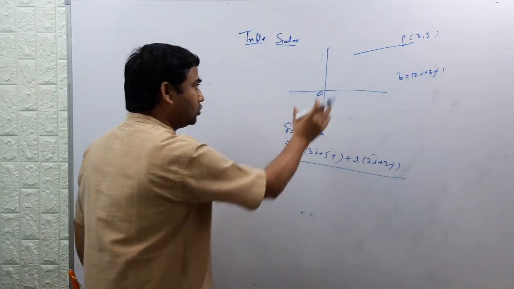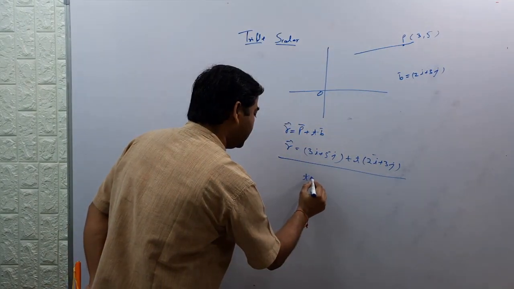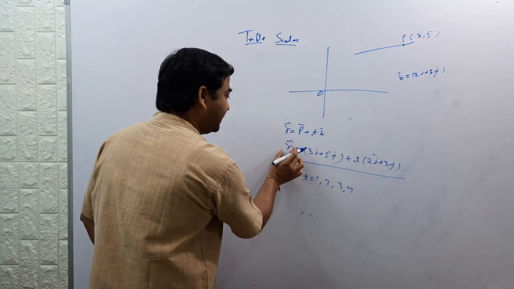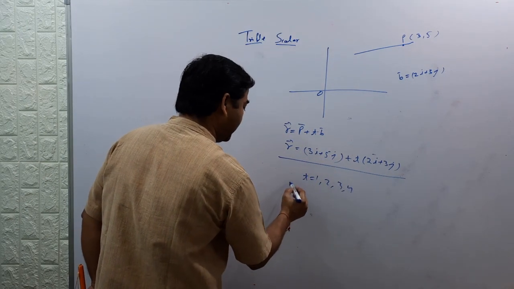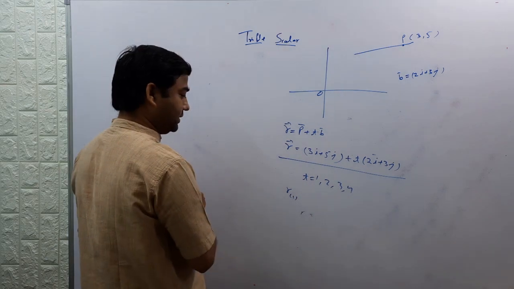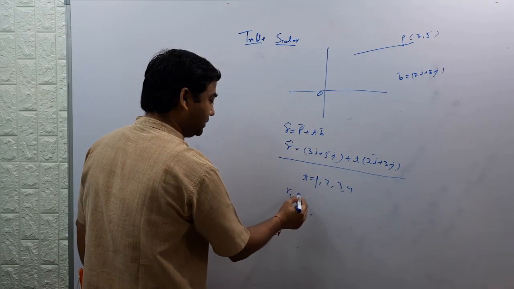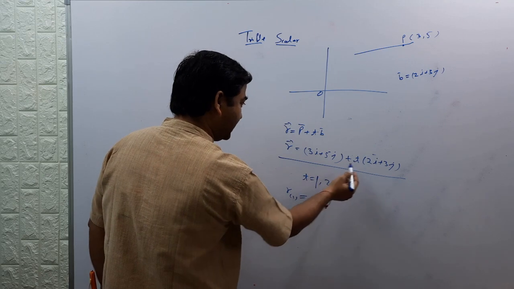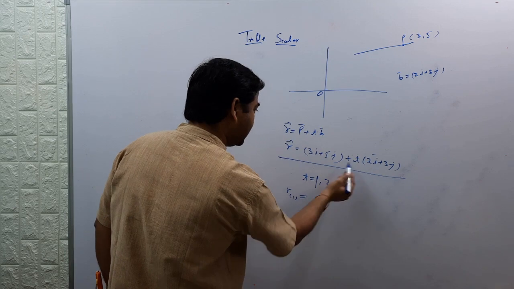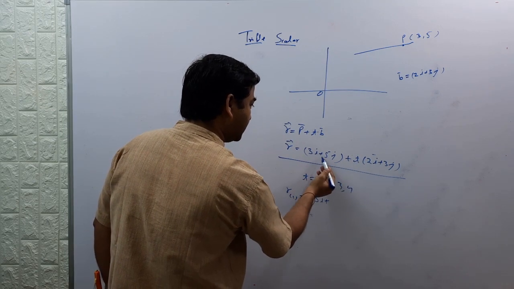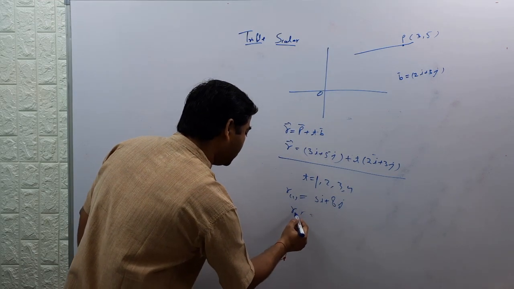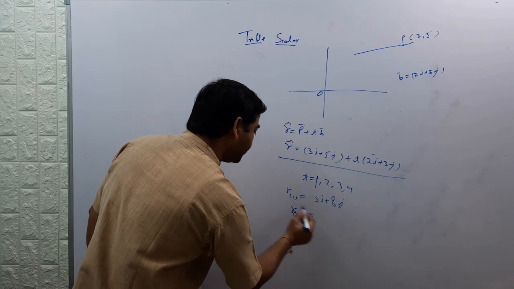Now to draw this line, put T equal to 1, 2, 3, 4. You will get different values of R. So for T equal to 1, we will call it R1. For T equal to 1, the value of R is 5I plus 8J.